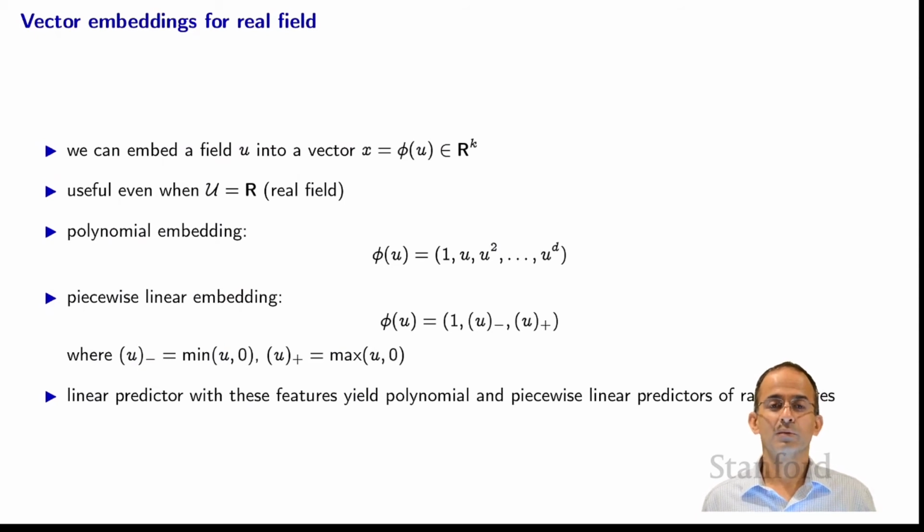We've already seen that with the polynomial embedding, where phi of u is 1, u, u squared, up to u to the d. And that's useful because it allows us to construct a predictor which is a non-linear function of u, even though the predictor is a linear function of x. And there are other things you can do. You can similarly use other nonlinear functions. You might embed it as 1, u minus, u plus.